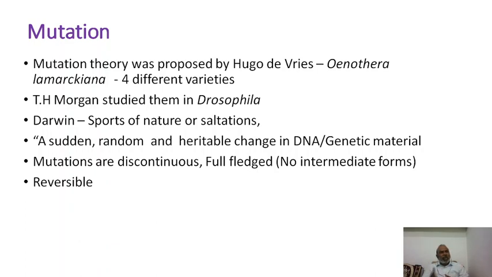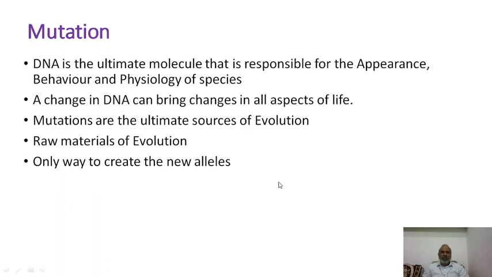Mutations occur time to time. They are not continuous. They are discontinuous. And mutations don't have any intermediate forms. Once mutations occur, they occur in full-fledged condition. There are no intermediate forms. And many times mutations can be reversible. So we receive so many mutations, and many mutations are not selected by nature. Okay, so the sudden heritable changes in DNA or genetic material are called mutations.